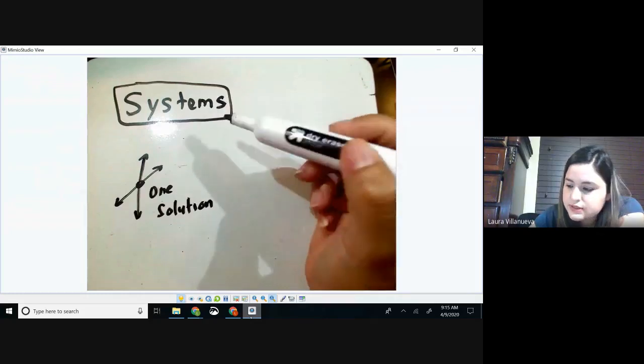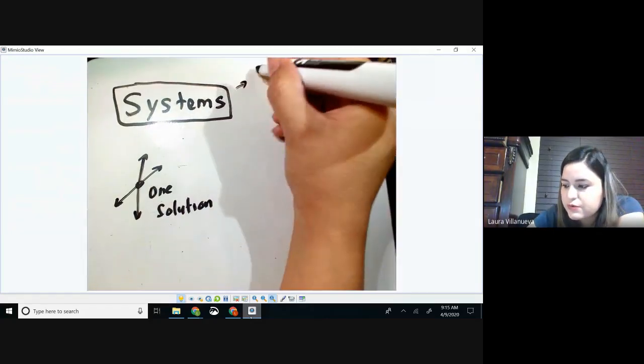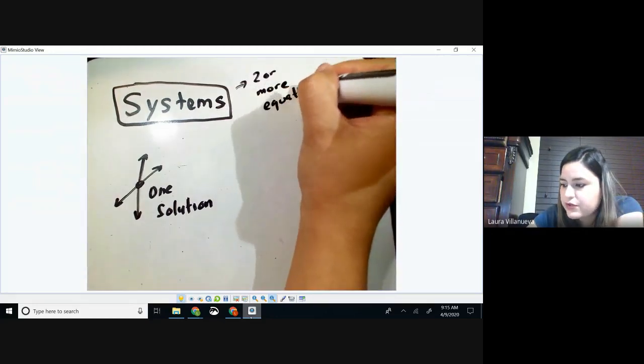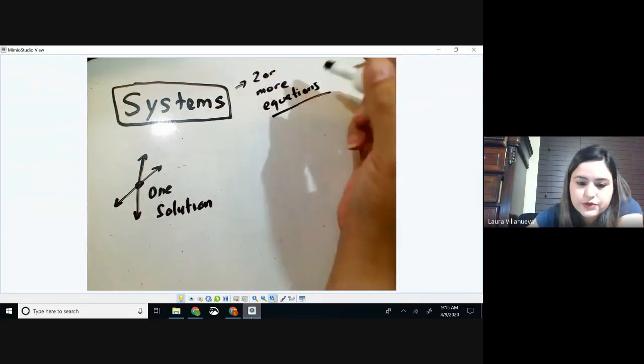Over systems, system pretty much means two or more equations, right? Now in Algebra 1, though, we use only two equations.